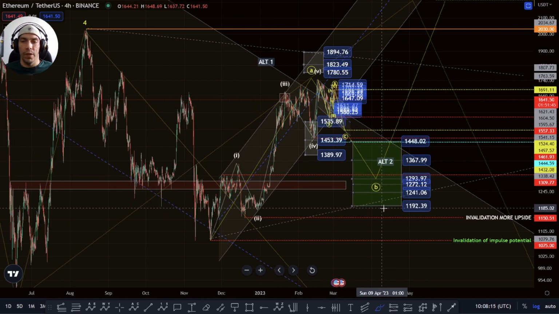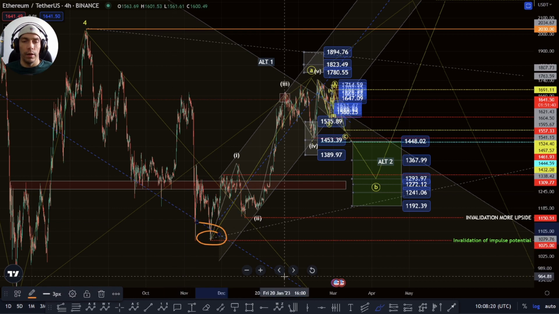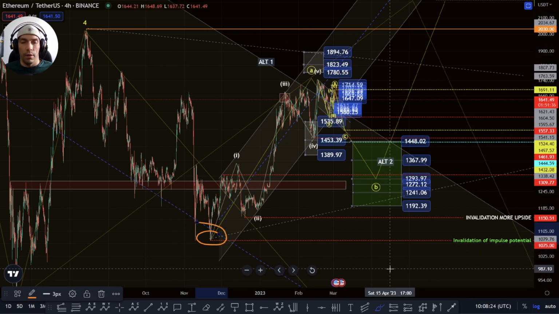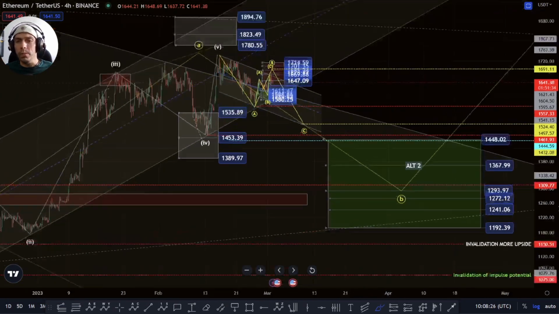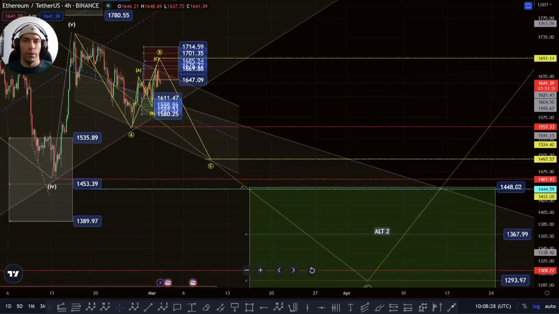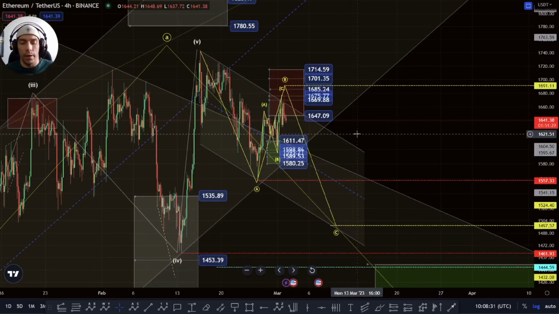If we do start to lose this 1192 zone, it becomes less likely, and then finally invalidation of that bullish potential would come by crossing this 1075. So keep an eye on those zones on the bigger scale there. I do think that we got potential to break out here. It's just whether we manage to hold these key zones.